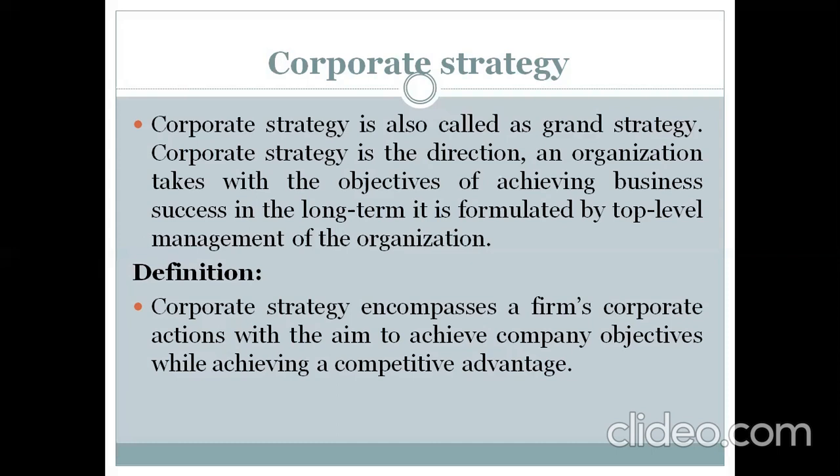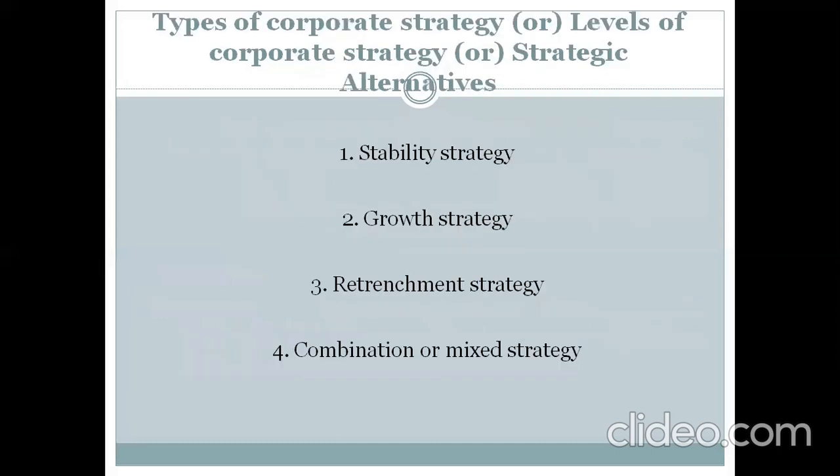So achieving the objectives, how can you achieve the objectives? Again, the same point, that is long-term planning. For the long-term planning, you need to put one great strategy that is called corporate strategy. Let's see what are its types. Types of corporate strategy, I already told you. It is also known as levels of strategy or strategic alternatives.